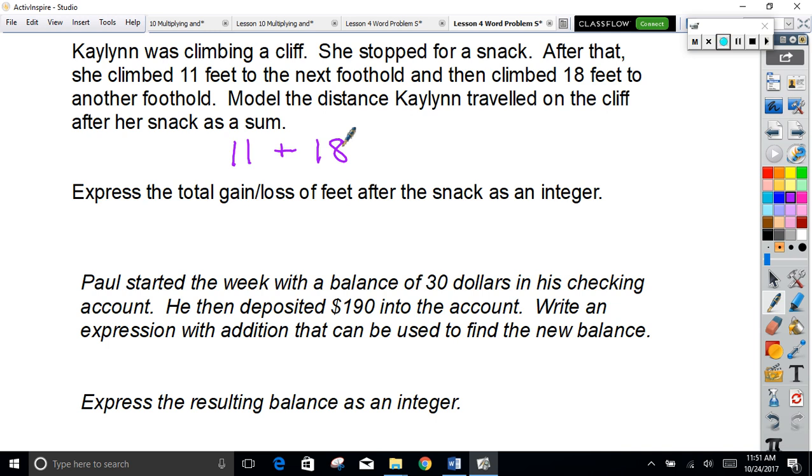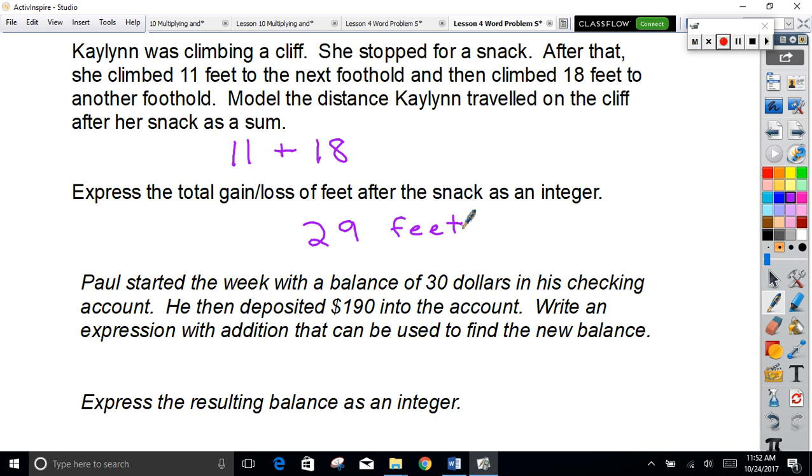All right, what would the total gain or loss of feet after the snack be as an integer? Noah. 29. 29 what? Positive 29 what? Feet, good. That's our unit. So if it tells you invalid, because you need units, that's what it's talking about, your label, your word feet. What is the 29 talking about?